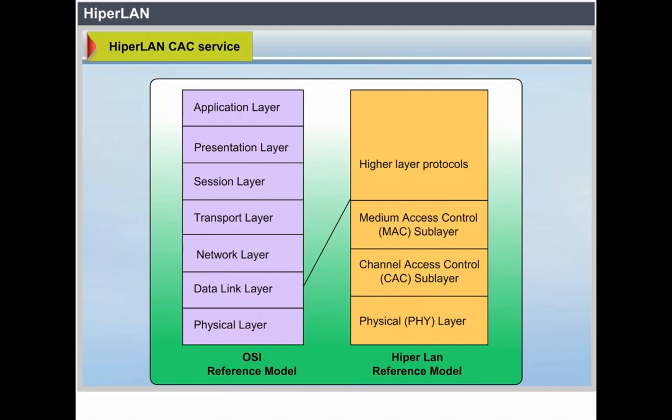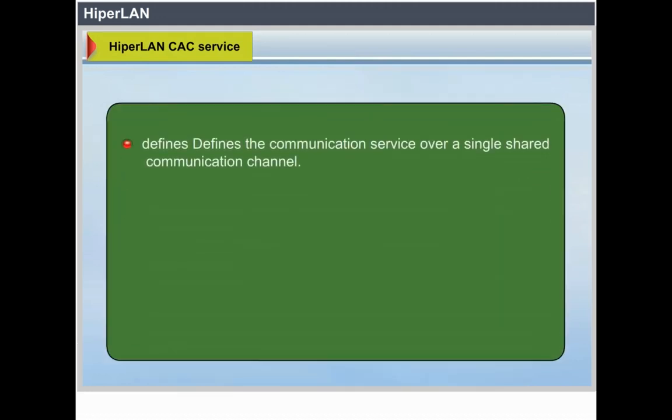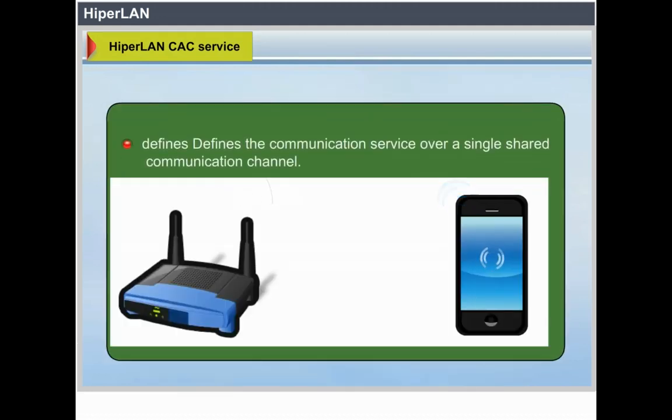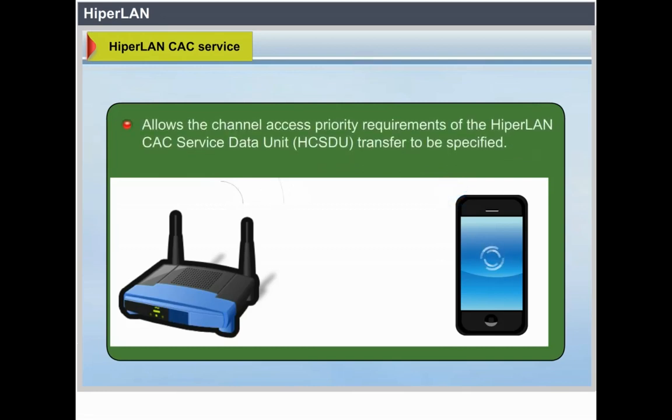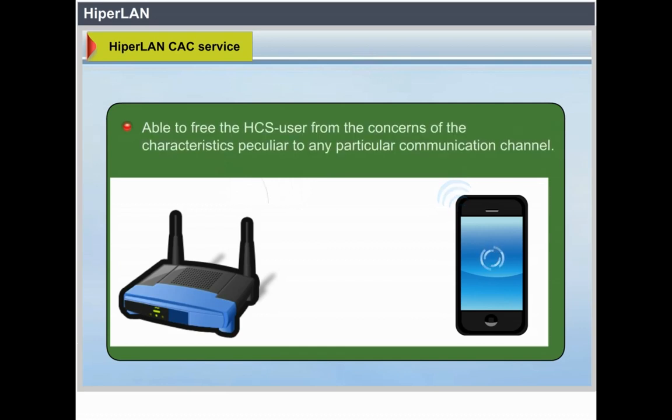HyperLAN CAC service. Defines the communication service over a single shared communication channel. Allows the channel access priority requirements of the HyperLAN CAC service data unit, HCSDU, transfer to be specified. Frees the HCS user from the concerns of the characteristics peculiar to any particular communication channel.